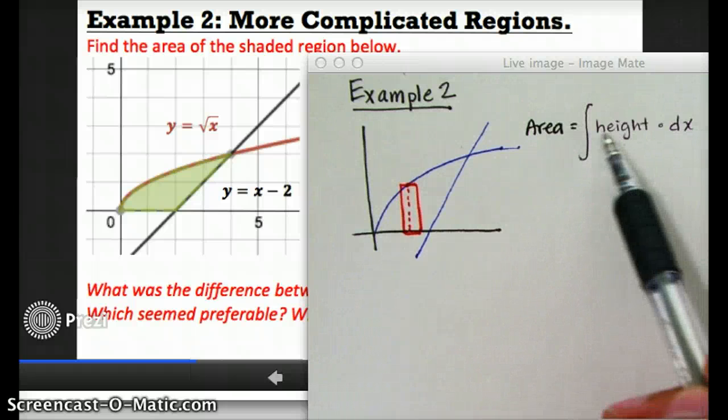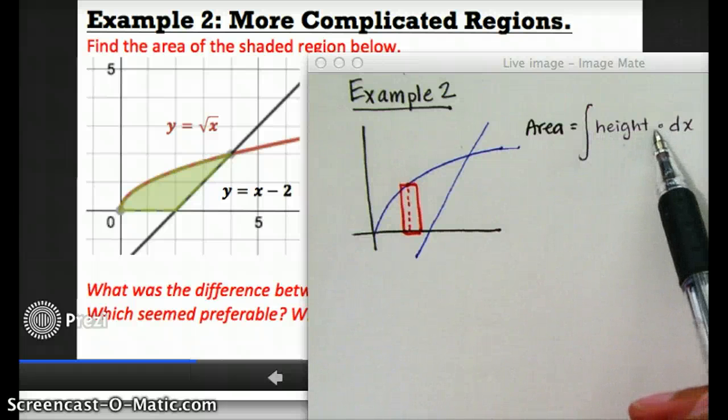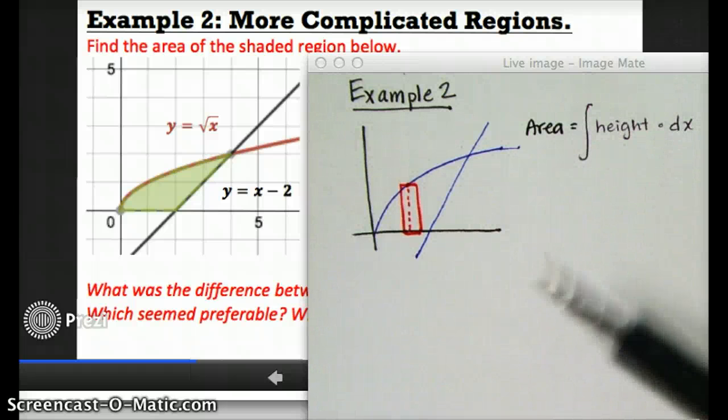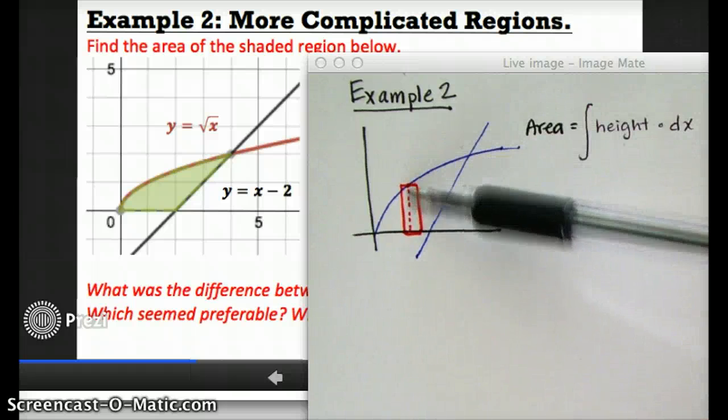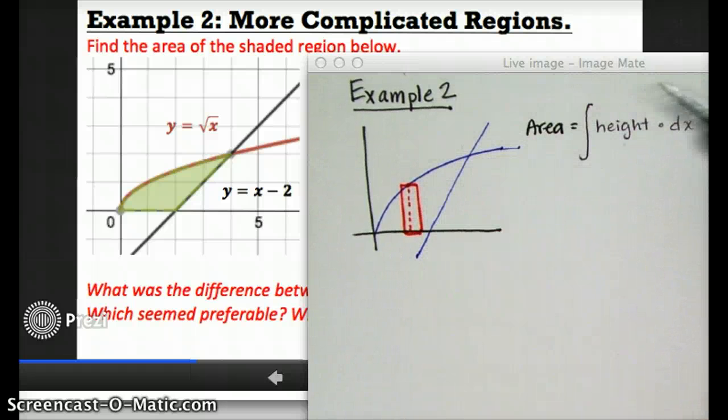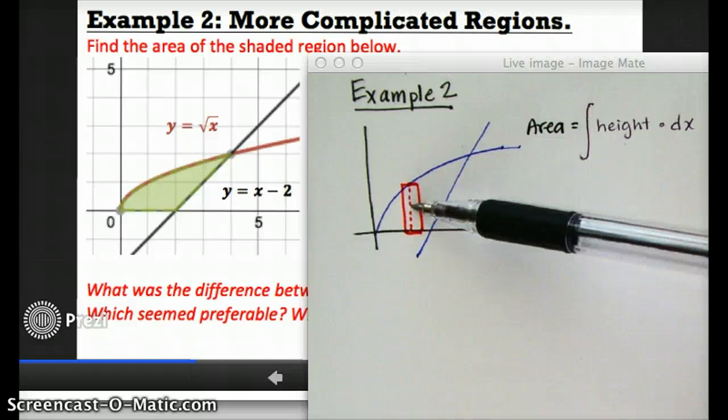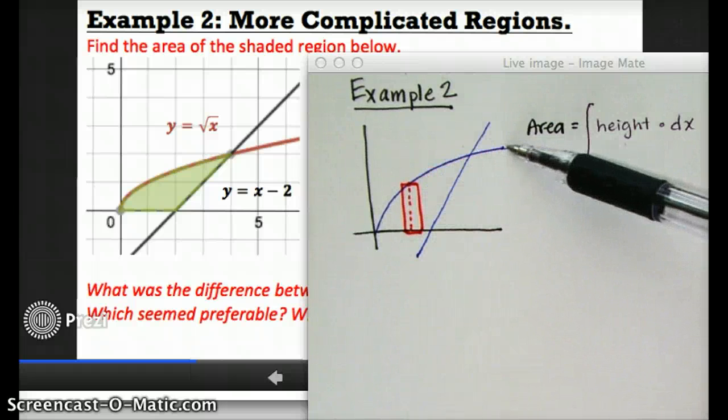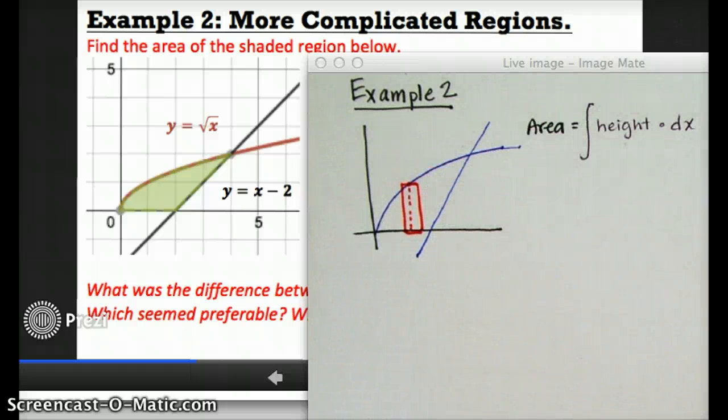So before I can get my expression for the height, we should always just visualize what these rectangles are gonna look like. We've drawn one. The width of the rectangle is our dx, and the height of this rectangle is actually just the height of the top function, which is the square root of x. So we could imagine the integral looking something like this. And that's a pretty simple integral, but there's actually a problem with this. Can you see what it is?